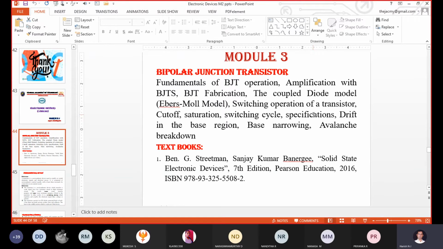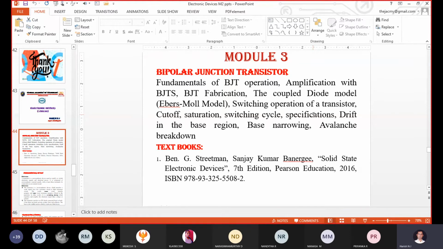The next one, BJT fabrication. How are we going to fabricate a bipolar junction transistor? What are the steps? What is the process? Which is the first step, which is the second step, which is the third step. These things we are going to learn in this topic.